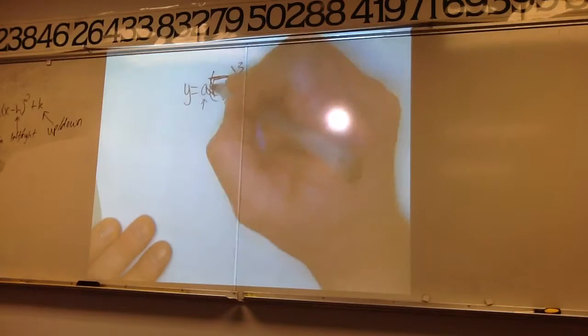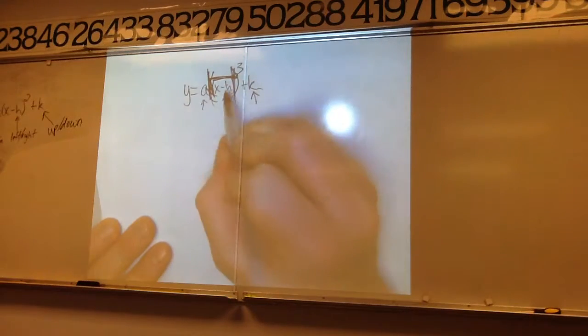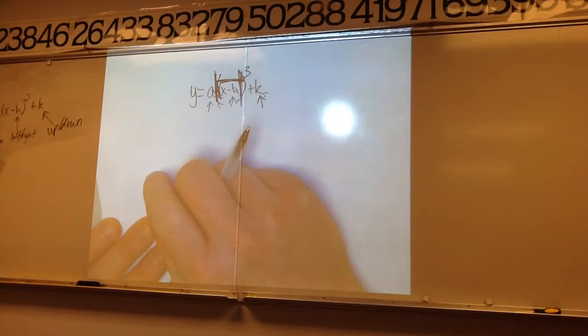What other ones do we have? Absolute value. Same thing, left and right, up and down. Making more sense? I did the first one.